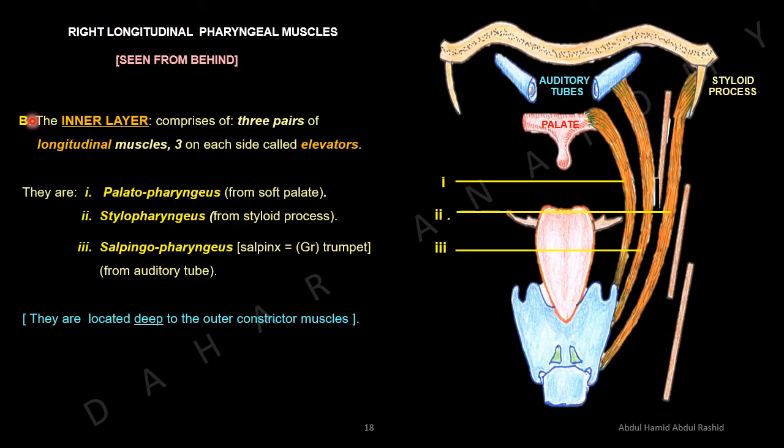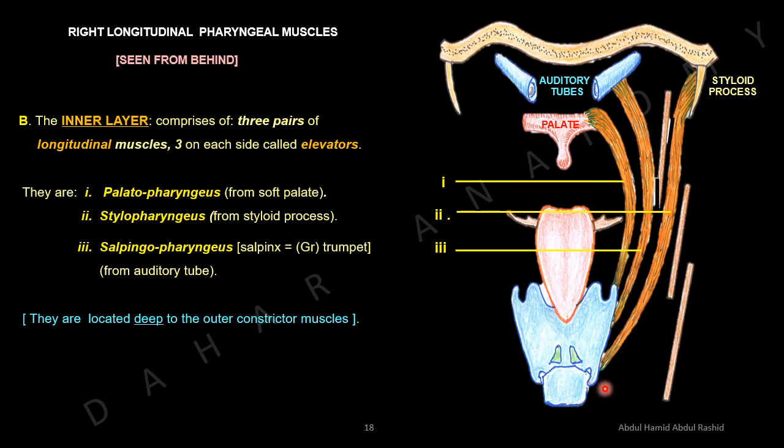B. The inner layer of pharyngeal muscles. It comprises 3 pairs of longitudinal muscles, 3 on each side, called elevators. Let's see the diagram first. This is the diagram seen from behind. This is the right side. This is the base of the skull. This is the styloid process. This is the auditory tube, and this is the soft palate. This region is the pharyngeal region.